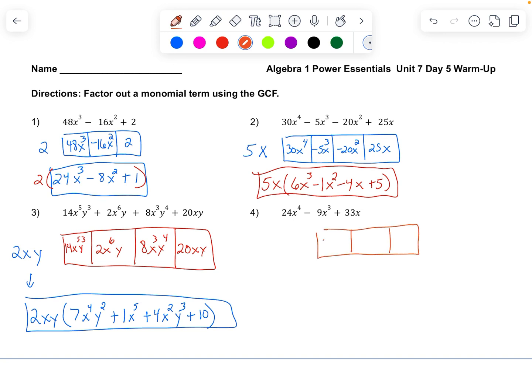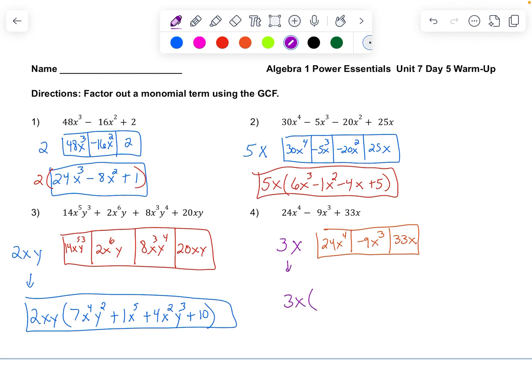Okay, number 4. We got 24x to the 4th, negative 9x to the 3rd, and 33x. So if I think about 24, 9, and 33, our greatest common factor is 3. And then if I look at my x's, I have 4 x's, 3 x's, and 1 x. They all have at least 1 x, so I can take out an x as well. So we're going to factor out a 3x.